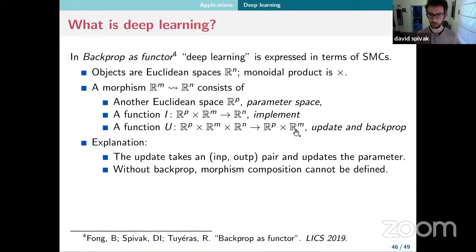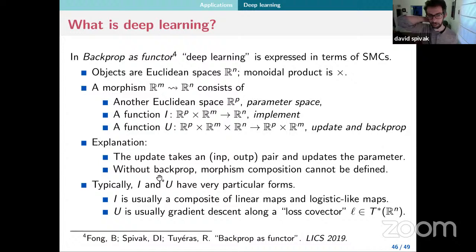Now, typically in deep learning, I and U will have very particular forms. I will usually be a composite of linear maps and logistic-like maps, like maps that are zero to the left of zero or something like that. And U, the updating thing, is usually gradient descent along something they call a loss covector or a loss function. So if given R^p and R^m, I gave you some kind of cotangent vector, you would be able to move it back along this thing to give a cotangent vector in R^m and R^p. And so typically they have this very particular form.